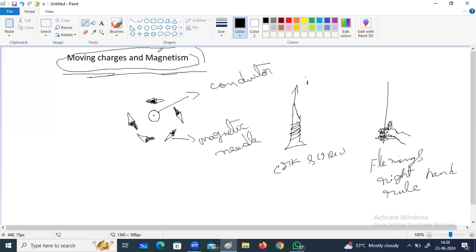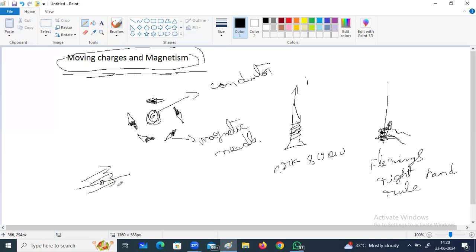Anyhow, Ørsted, in 1820, first observed that when electricity is passing through a conductor, the current is passing in the conductor. Here this is a conductor, the wire is a conductor. In this conductor, the electricity is passing through it. The charge is moving.